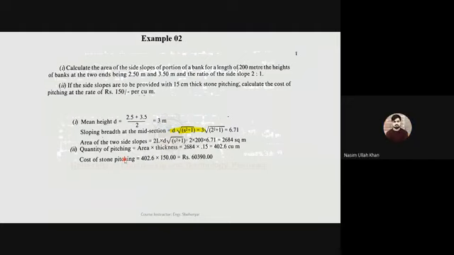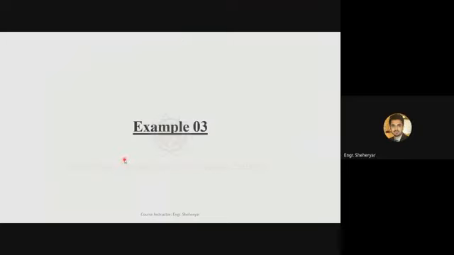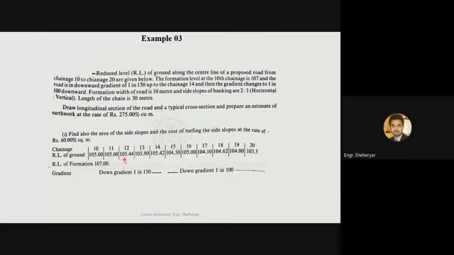Yes, sir. Okay. Let's move towards example number 3. Now read this question and try to understand.